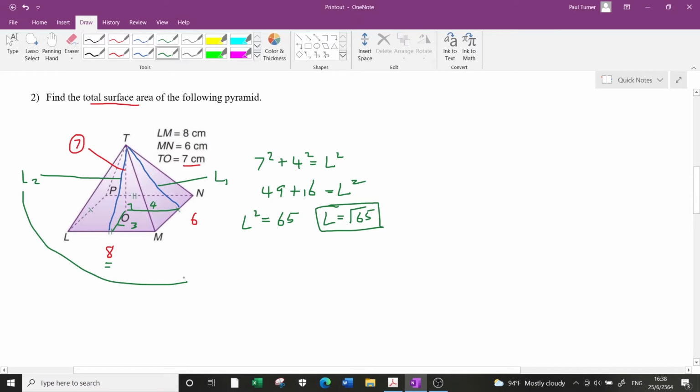And for L2, we're going to have 7 squared plus 3 squared equals L squared. So we've got 49 plus 9, which is L squared, and 49 plus 9 is 58. So the length L2 is root 58. This is L1.